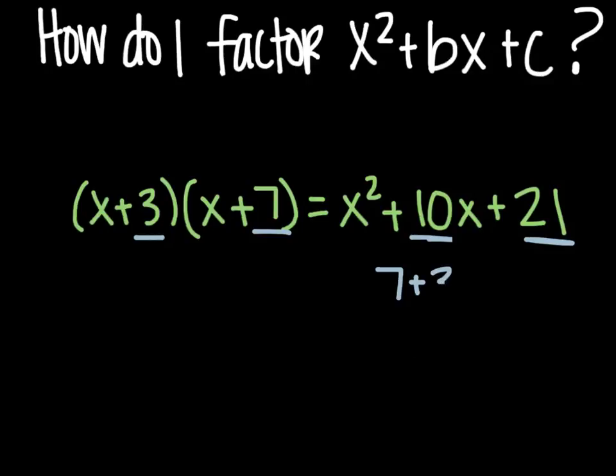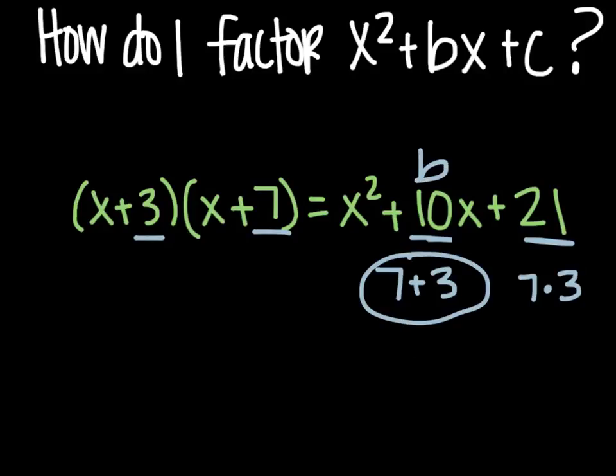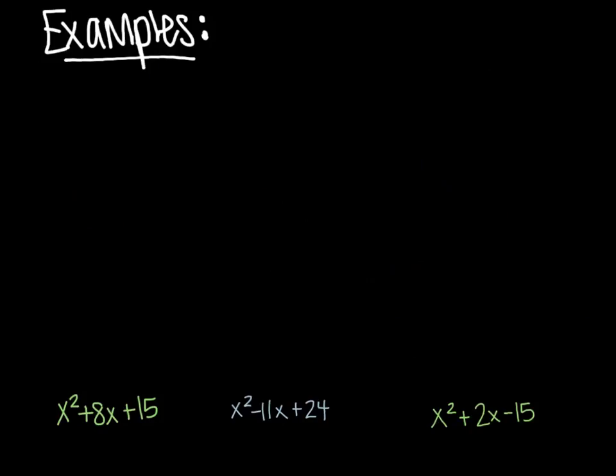7 plus 3 will give you 10, and 7 times 3 will give you 21. And that's the key. Your b term is created by adding your two constants in your original binomial, and your c term is found by multiplying your two constants from your binomial together. So let's run through some examples now that you understand how this works.